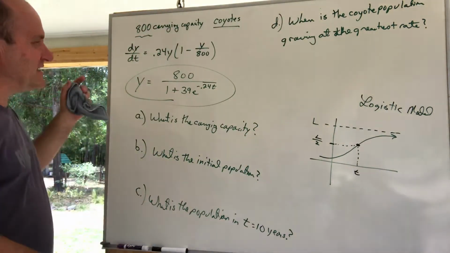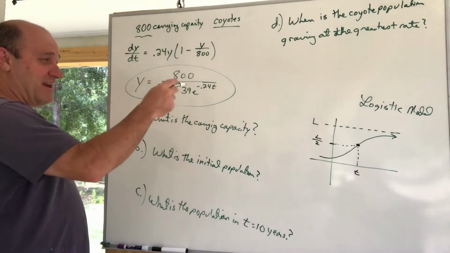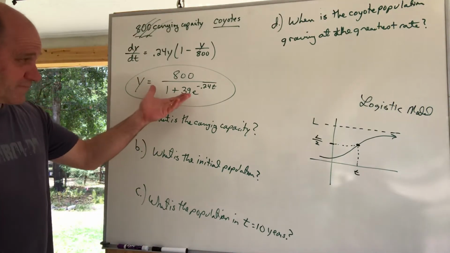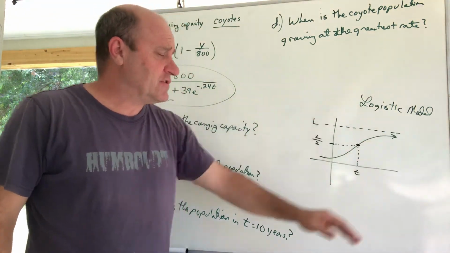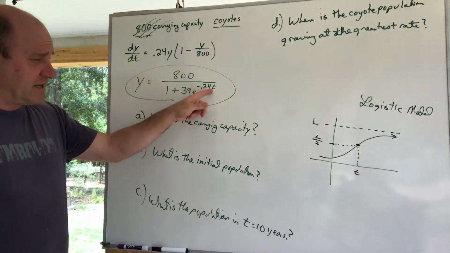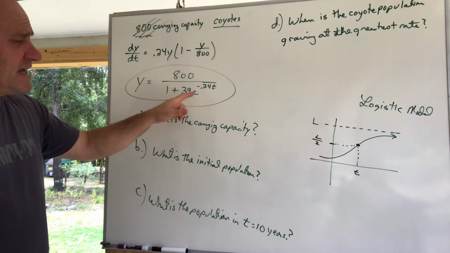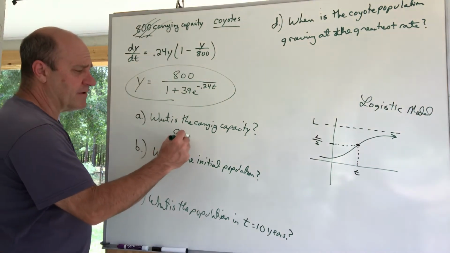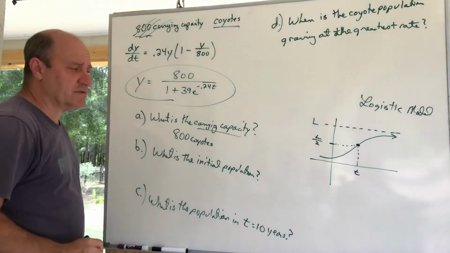All right, so these are easy questions. First of all, what's the carrying capacity? Duh, it's that 800. Even if I didn't tell you that, you should say, oh, the carrying capacity is the limit as t goes to infinity. As t goes to infinity, e to the negative infinity is 0. 0 times 39 is 0. We end up with 800 coyotes. It's about the limit as t goes to infinity.